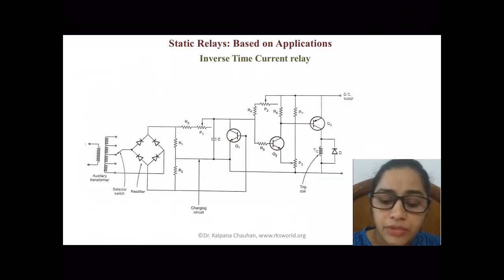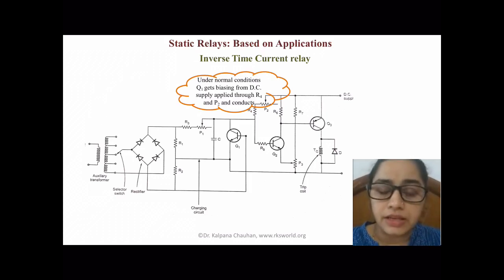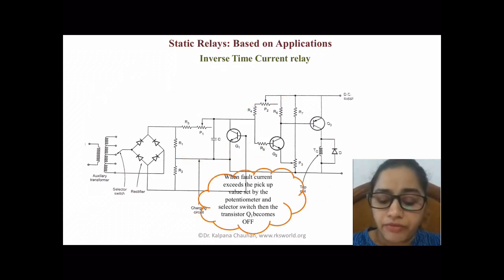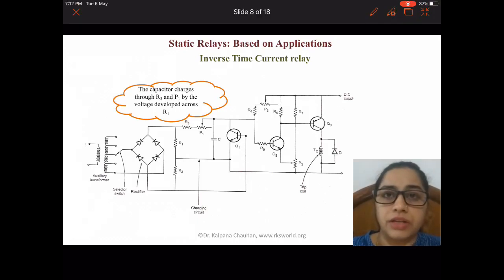Here we have the inverse time current relay. In this relay, under normal conditions, transistor Q1 gets biasing from the DC supply, which is applied through R4 and P2, and it conducts. Hence capacitor C is short circuited. When the fault current exceeds the pickup value set by the potentiometer and selector switch, transistor Q1 turns off. The capacitor charges through R3 and P1 by the voltage developed across the resistance R1.